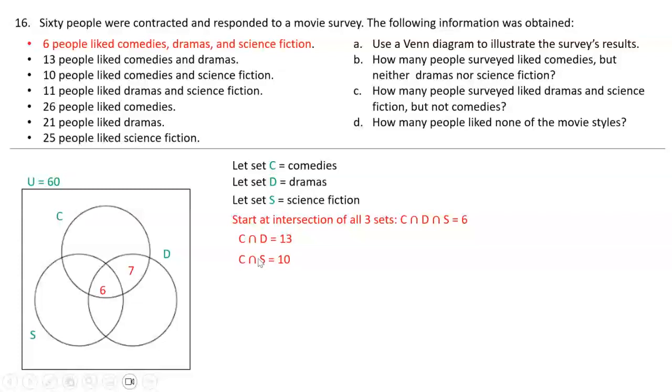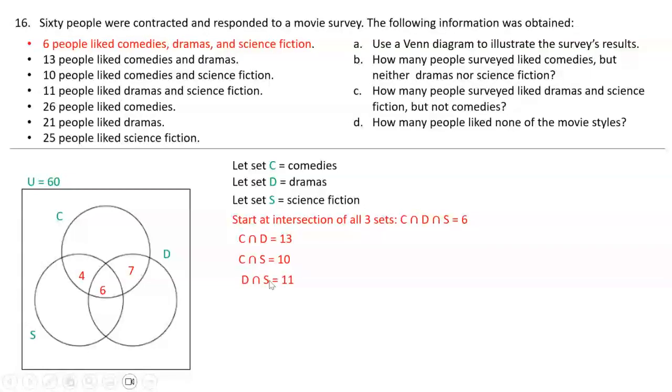Now comes C intersects S. So now we're talking about C and S, right? We're talking about this side here, this place where they intersect. But the answer they're looking for is this part here. So the whole thing is supposed to be 10, where they both intersect. We already got 6, so this has to be a 4. The 4 goes there.